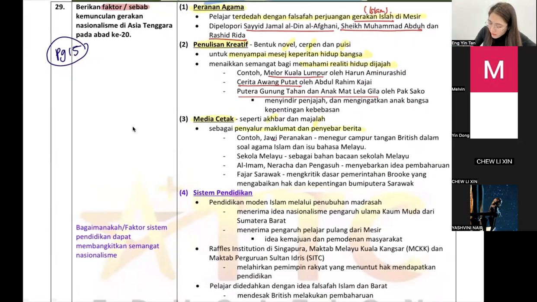So for example, the newspapers here, we have the Jawi Peranakan, Sekolah Melayu, Al-Imam, Neraca, Pengasuh, Fajar Sarawak. Share them the information. For me, I will go for Sekolah and Al-Imam. Sekolah is a magazine you can get from the school. Al-Imam is the Islam ideology, also telling you nationalism. Idea nationalism yang pembaharuan. So telling you to upgrade and change. So you see, creative, media cetak. Printing, publishing. So you see, more and more people were being inspired already, right?